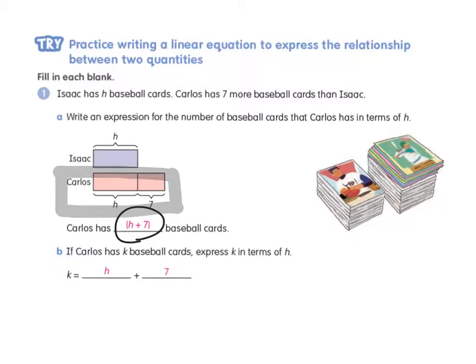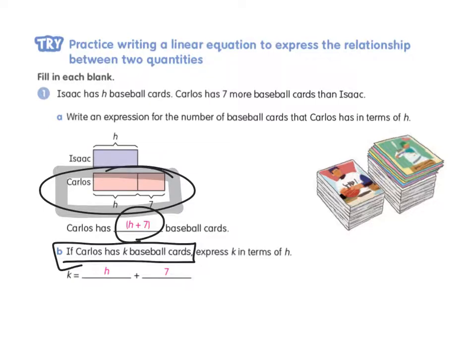And then part B says if Carlos has K baseball cards, express K in terms of H. That just means to write down an equation for how many baseball cards Carlos has. So if Carlos has K baseball cards, we're going to say that this is equal to K. So H plus 7 is equal to K, or you could say K is equal to H plus 7. So the final answer for this problem is going to be this equation right here: K equals H plus 7.